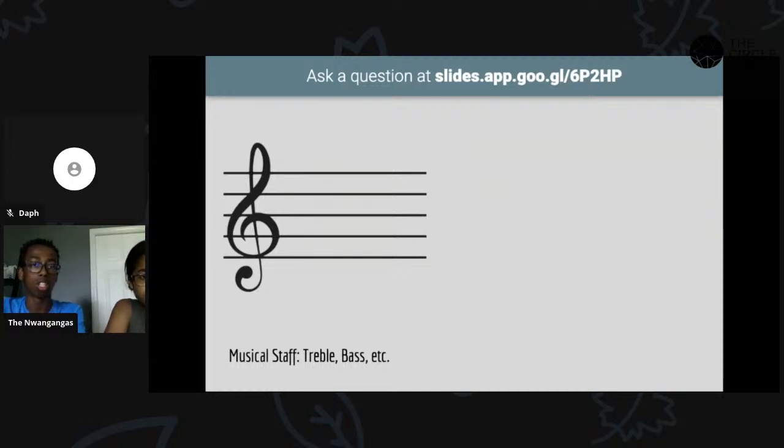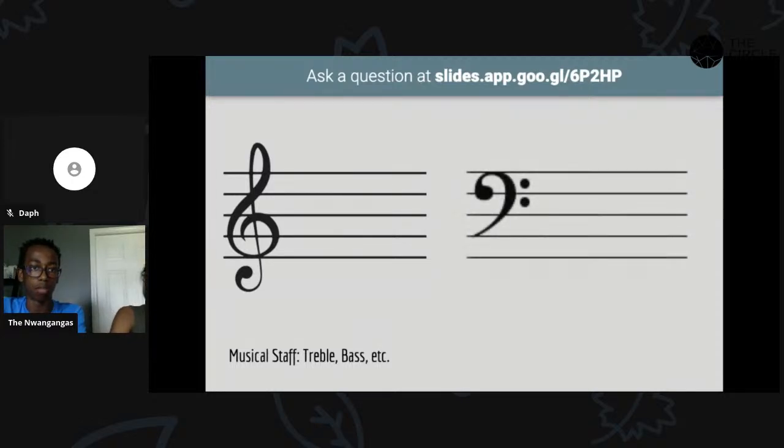These symbols are called clefs. The most common clef is the one to the left. This is the treble clef, which usually contains the melody of most musical pieces. The bass clef, which is represented by the symbol on the right, is usually the harmony of the piece. There are also tenor and alto clefs, but they are less common than treble and bass.